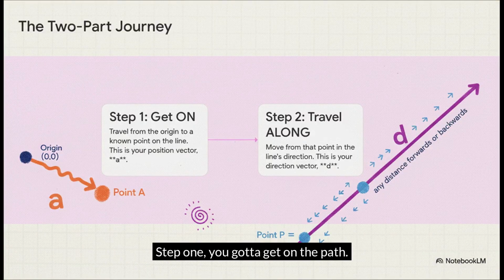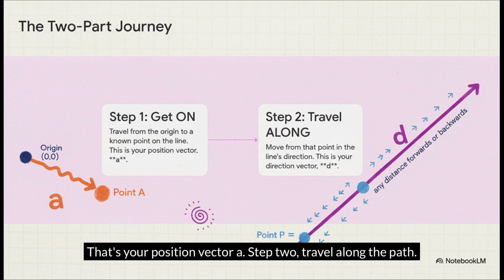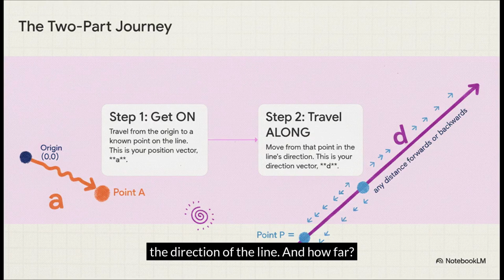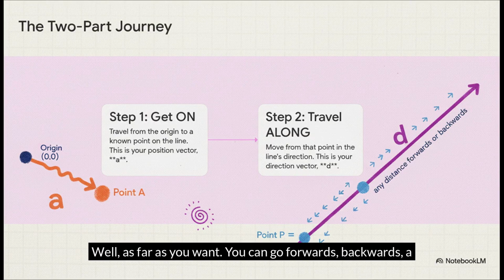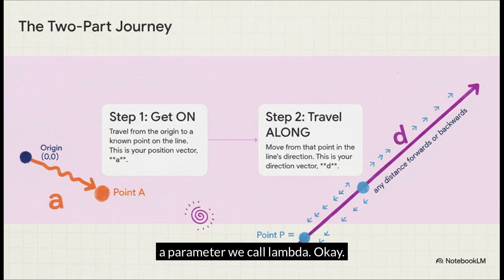Step 1, you've got to get on the path. So you travel from the origin to some point you already know is on the line. That's your position vector, A. Step 2, travel along the path. From that point, you just move in the direction of the line. And how far? Well, as far as you want. You can go forwards, backwards, a little bit, a lot. You control that with a little slider, a parameter we call lambda.